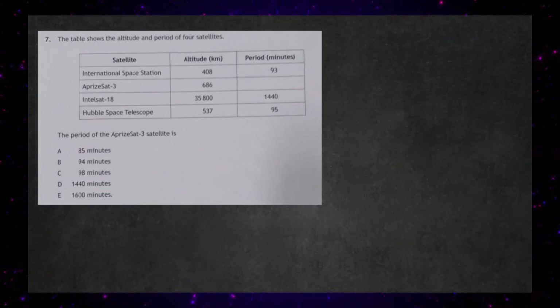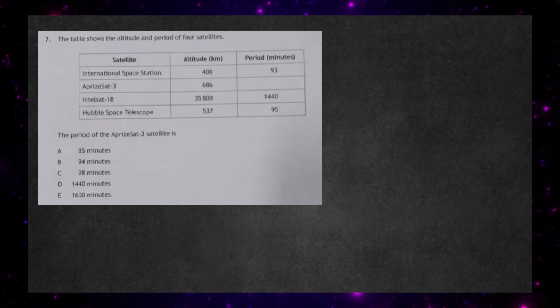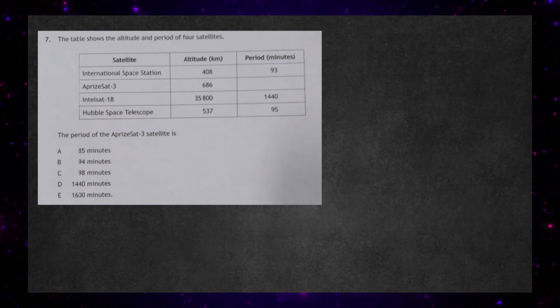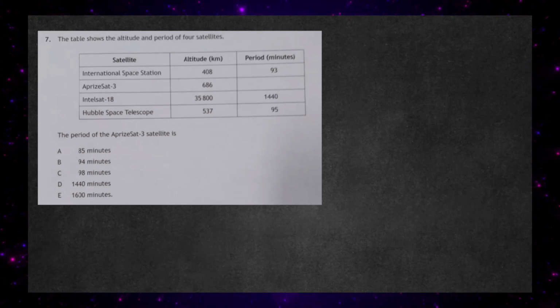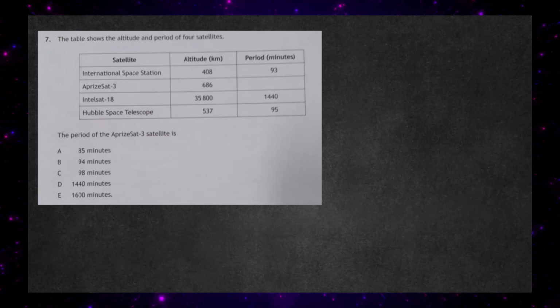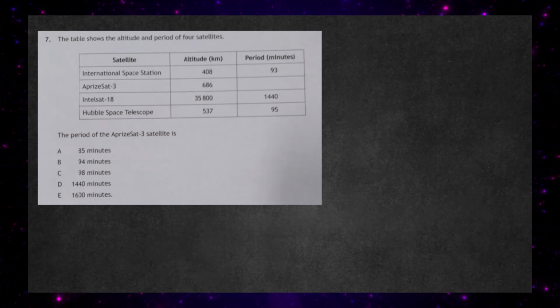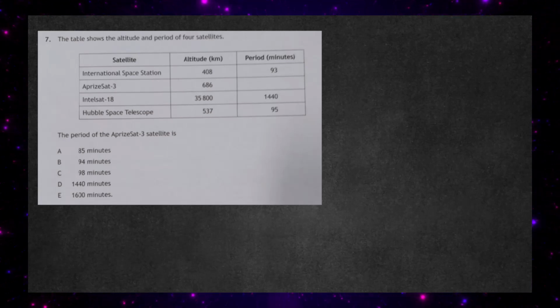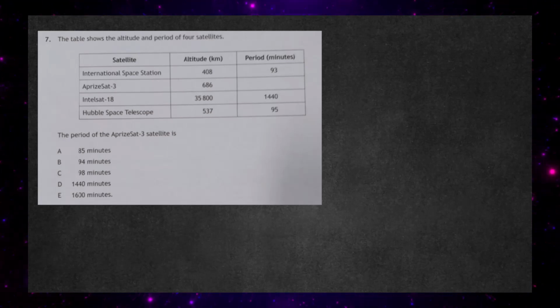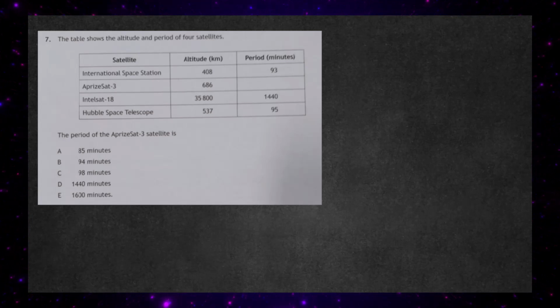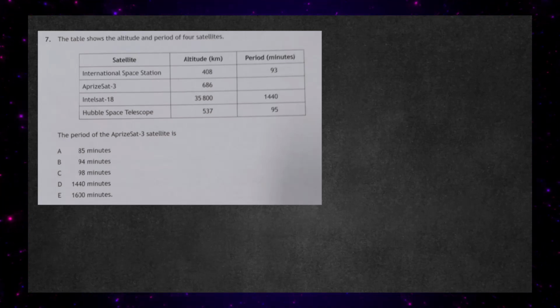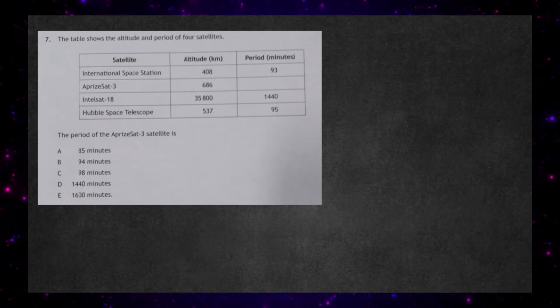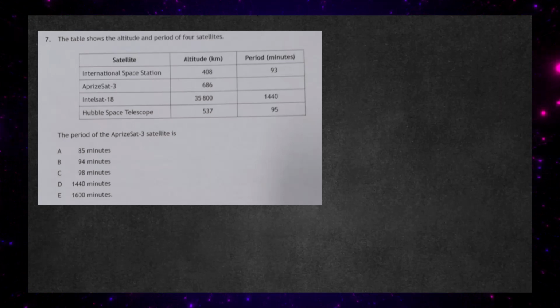Question 7 from Section 1 of the 2024 National 5 examination from the SQA. The table shows the altitude and period of 4 satellites. You're given the 4 satellites here: the International Space Station, altitude 408 kilometres and period 93 minutes. The Apries Sat-3, you're given the altitude, but you're not given the period, and that's what we're going to try and find here. Intelsat and the Hubble Space Telescope are given the altitude and the period as well.